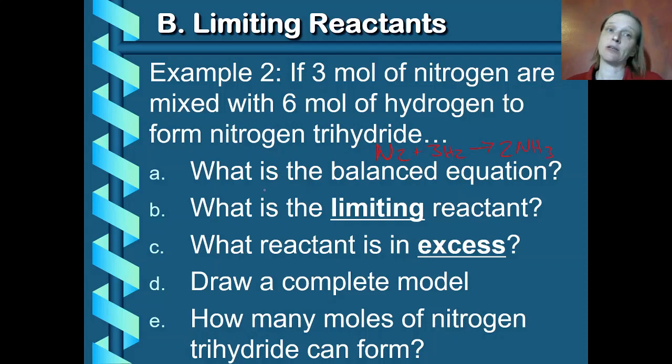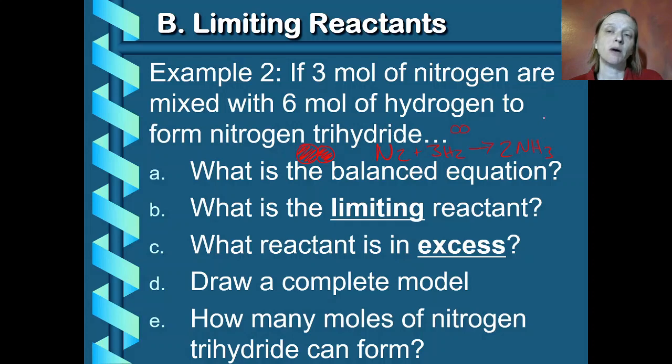Here's the correctly balanced equation for this reaction. Nitrogen is reacting with hydrogen to form nitrogen trihydride. What I'd like for you to do is just pay attention. Nitrogen is a diatomic element, so you're going to have to draw nitrogen as being 2 atoms joined together. And hydrogen is also a diatomic element, so you're going to have to draw that as being 2 atoms drawn together.